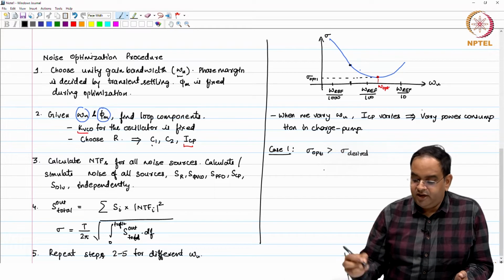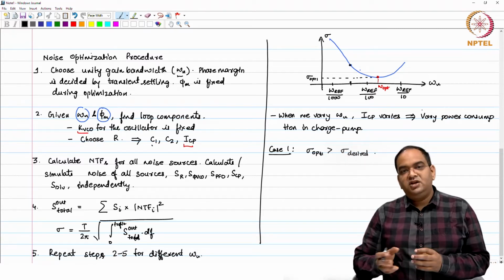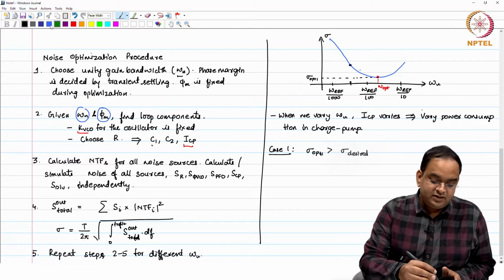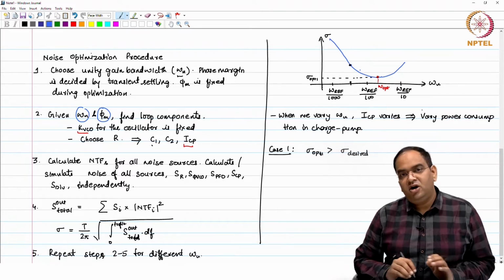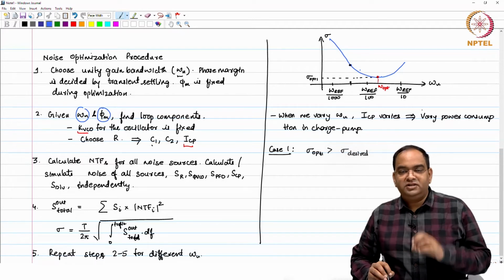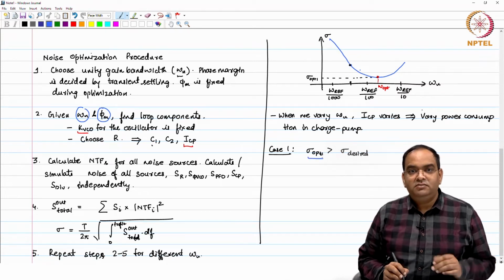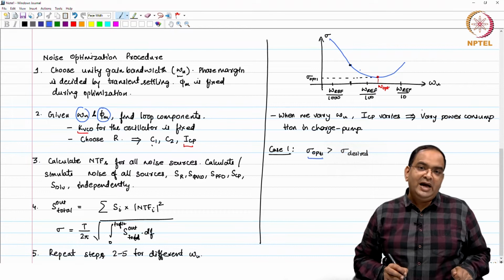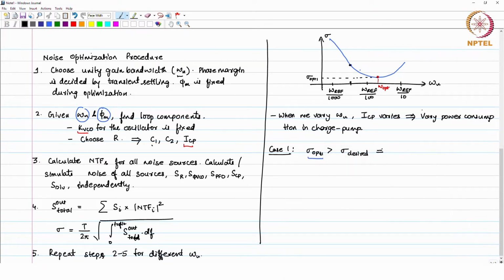Now, if sigma opt 1 is equal to sigma desired, or within a range very close, you can say that this is fine within the tolerable limits. You can go ahead and just confirm the values of C1, C2 and ICP at omega opt, and your PLL design at system level is over. You can now plug in the components and your PLL should work. But in case sigma opt 1 is greater than sigma desired, beyond the margin of error which you can tolerate for the desired output frequency, then you have to go back and reduce the noise of the sources.